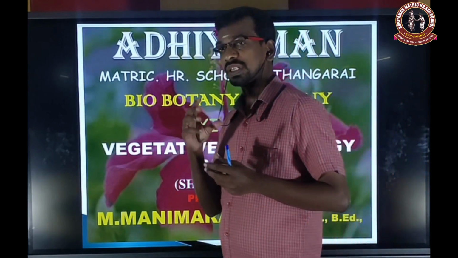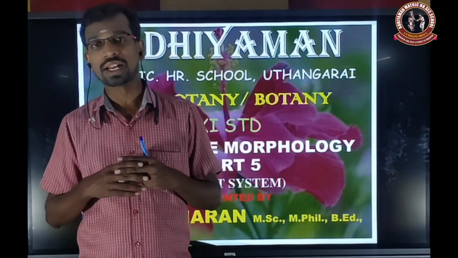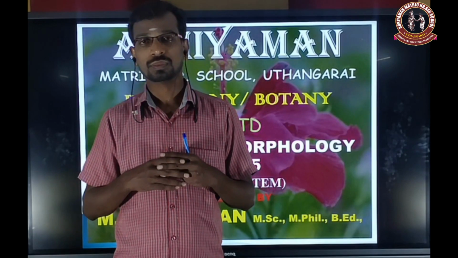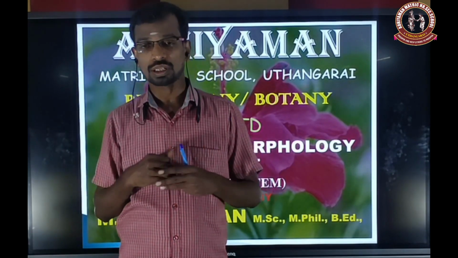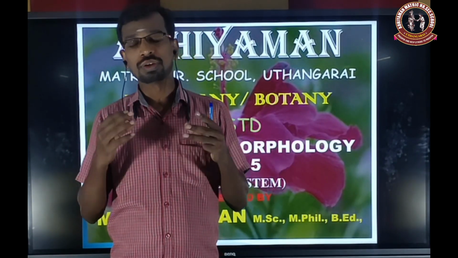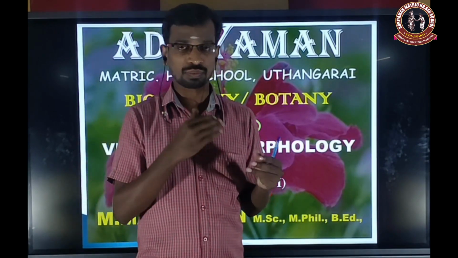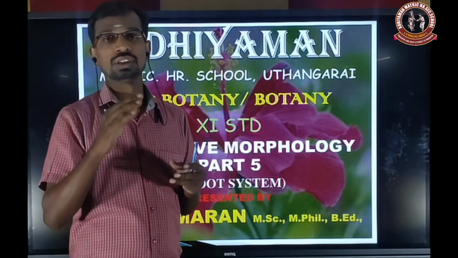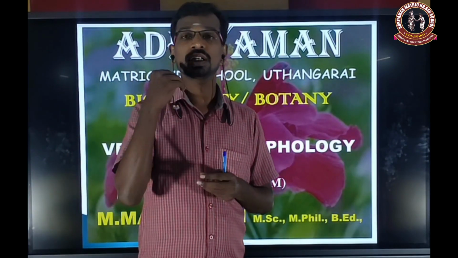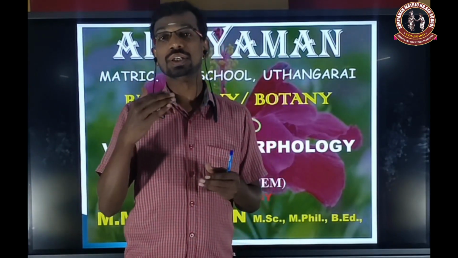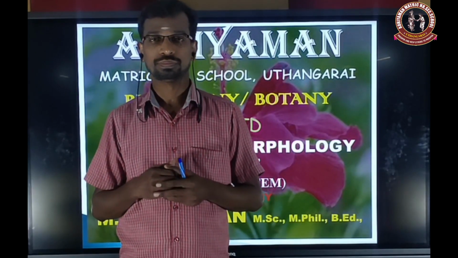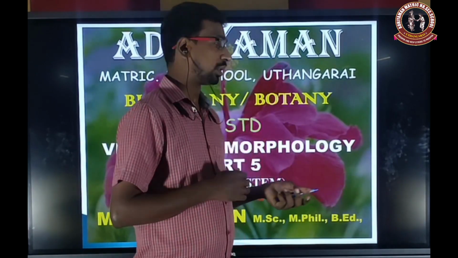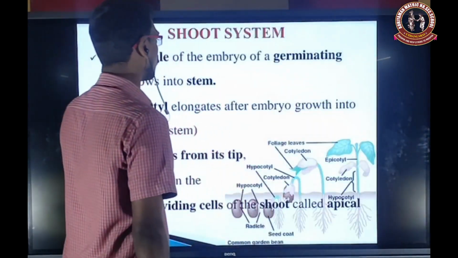The shoot system mainly helps to conduct the food material from the leaves to all parts of the plant body, and also helps to conduct water from the root to the aerial part of the plant body. Shoot systems are positively phototropic and negatively geotropic. Okay, so we are going to see the shoot system.